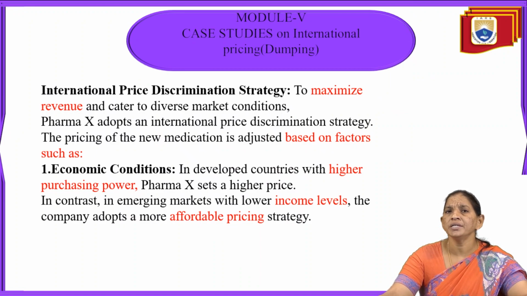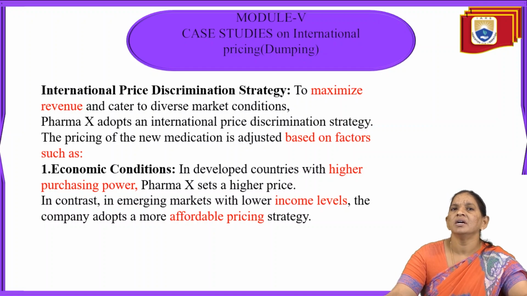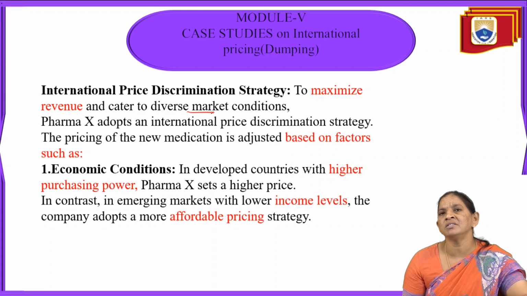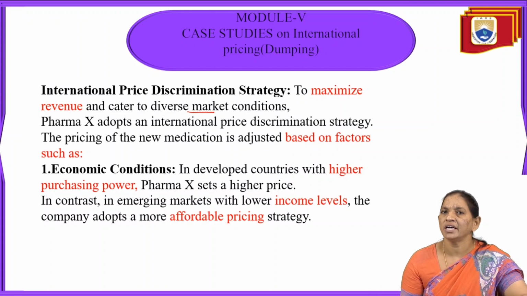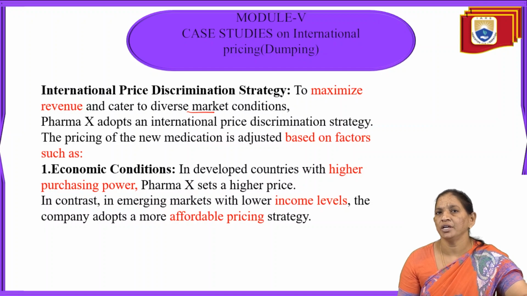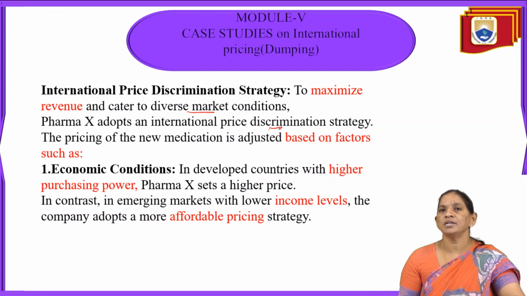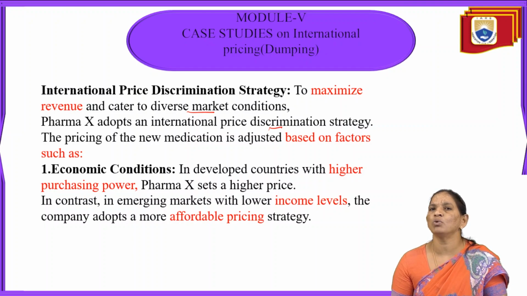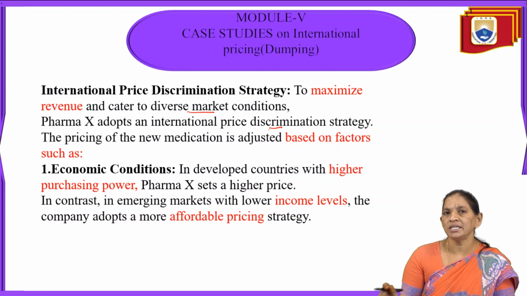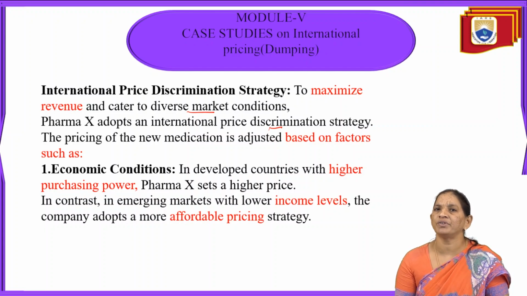Now we see how international pricing has been the discriminating strategy. In order to maximize the revenue of this company, it catered to diverse marketing conditions. Means different types of marketing conditions based upon the requirement. As pharma itself requires, as a global international company, more revenue or global profits, it adopted an international pricing strategy as the new medication was adjusted. Means the medicine was adjusted based upon price discrimination, based upon some factors of different nations, and upon the company's economic considerations.